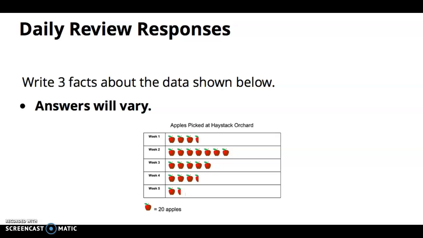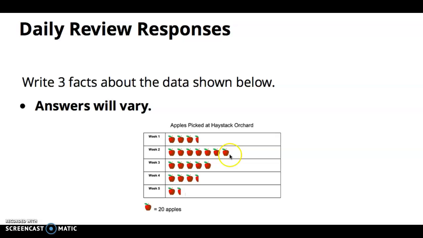You might have noticed that each apple represents 20 apples. That would mean apples picked at the haystack orchard in week 1 would be 20, 40, 60, and then since this is half an apple, 70 apples on week 1. Week 2 would have picked 20, 40, 60, 80, 100, 120, 140 apples.